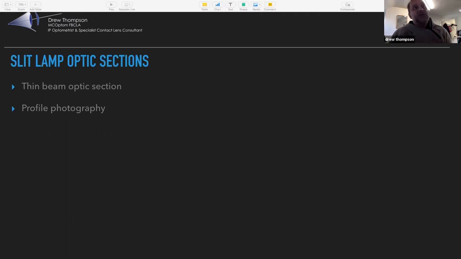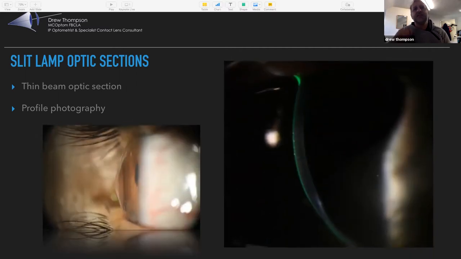So as I said before, I'm a proponent of profile photography, so looking at the cornea in profile, but also thin beam optic sections on your slit lamp can be a real help in visualizing what these corneas are doing. If you get as thin a beam as possible and take a look at the corneal section, you'll get quite good at understanding thickness. So obviously, if we've got a normal thickness cornea that's around about 500 microns in thickness, you can then start to judge the depth of tears behind a contact lens quite easily by judging how thick the tear layer is compared to the cornea.